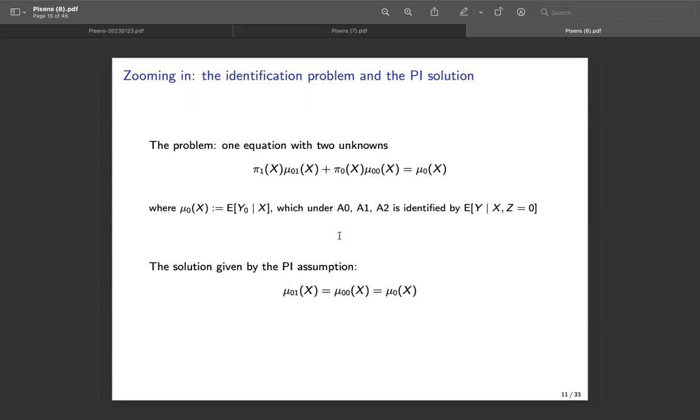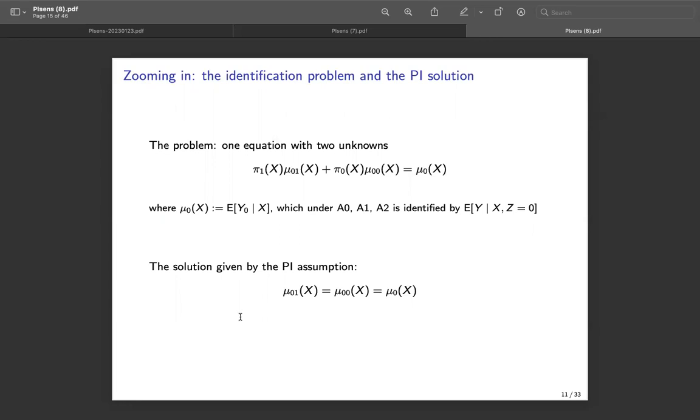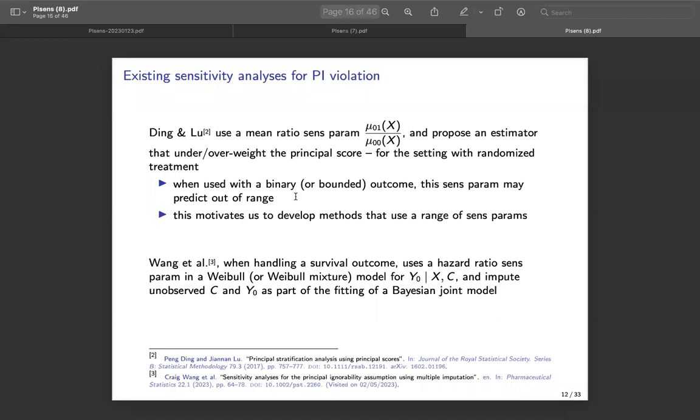And the PI assumption does something very simple. It essentially assumes that your two unknowns are equal to each other. And because of that, they are both equal to mu0x. So any sensitivity analysis will need to replace this assumption with something else, right? So that you can combine this equation with another piece, and then you have two equations with two unknowns, and you can identify mu0C, and thus identify the mean of Y0 for the stratum.